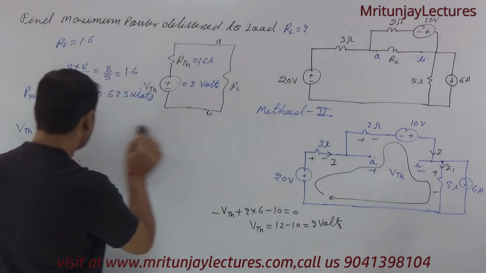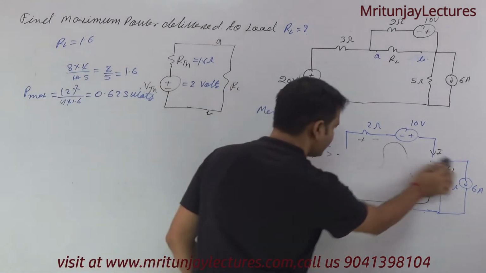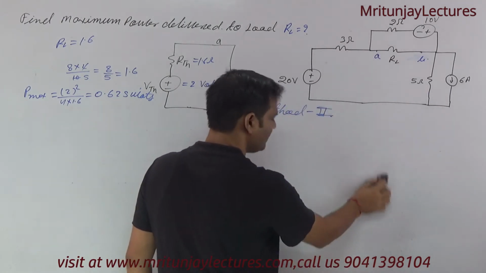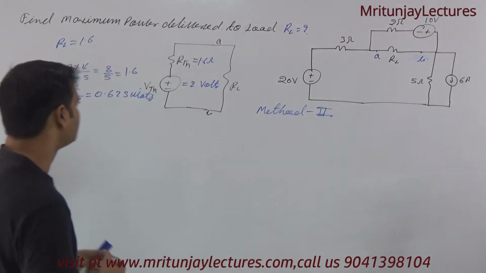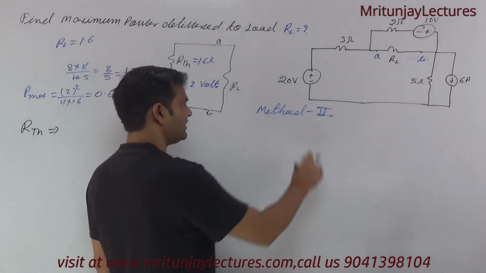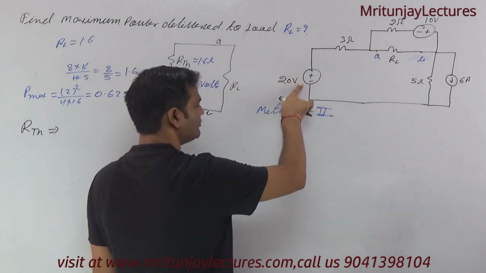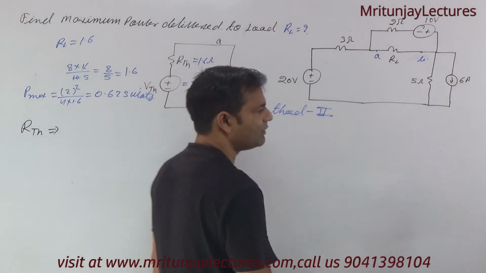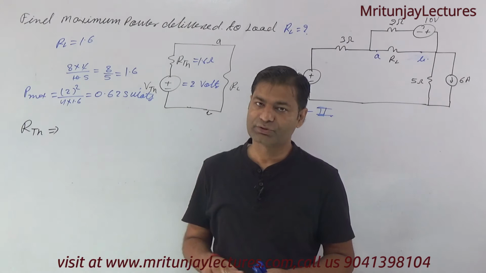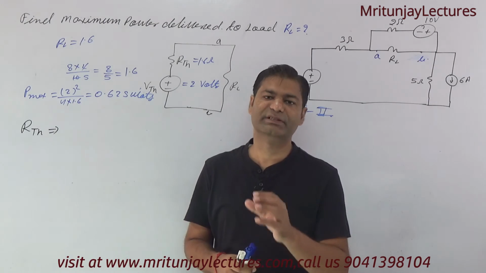Now next target is RTH. How can we determine RTH? If you determine RTH, first of all independent sources are made zero. Always practice for both methods. Okay. So that 20 is short circuited, this one is short circuited, and this is open circuited. Why? Because I have already said how to determine RTH. If you determine RTH, all independent sources are reduced to 0. If voltage is 0, that is short circuited, and if current is 0, that is open circuited.